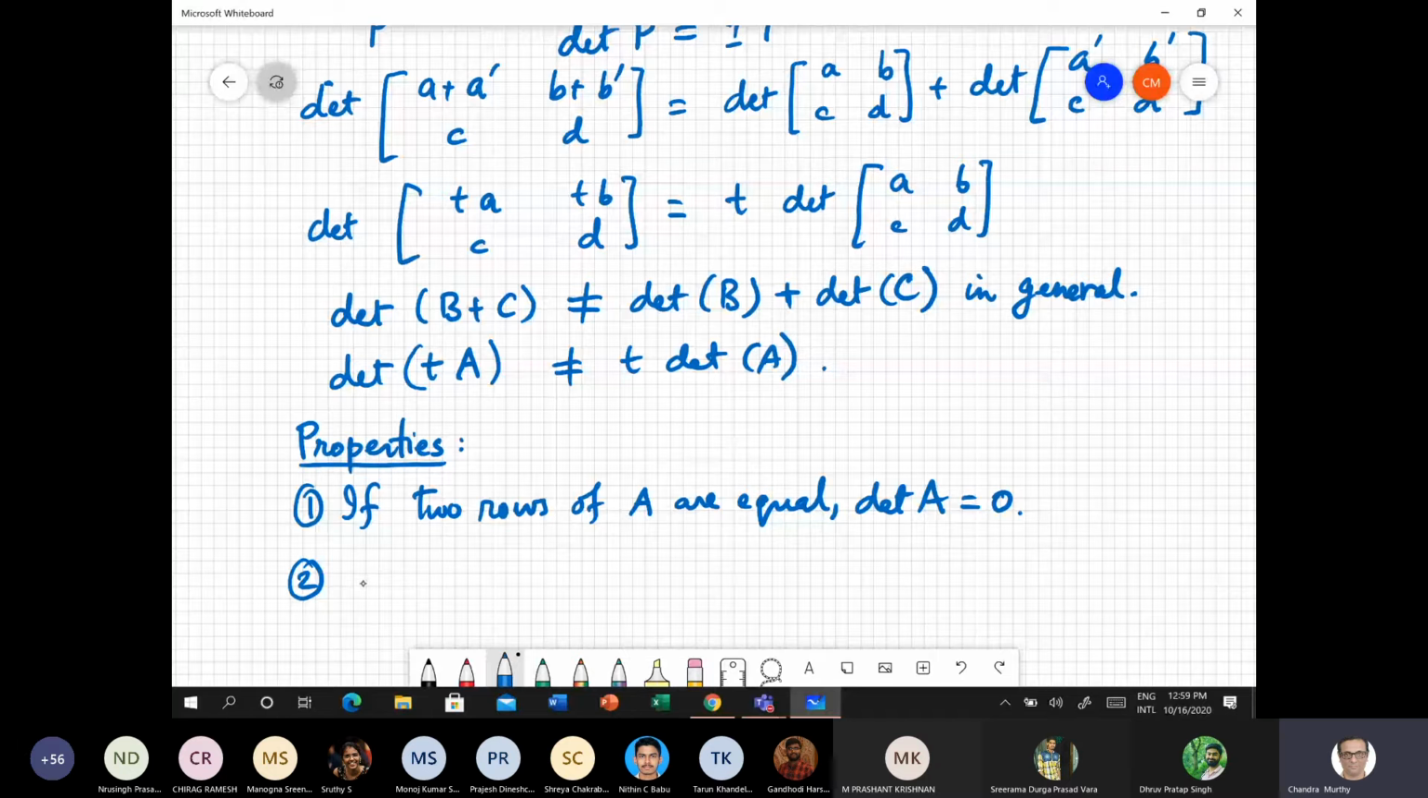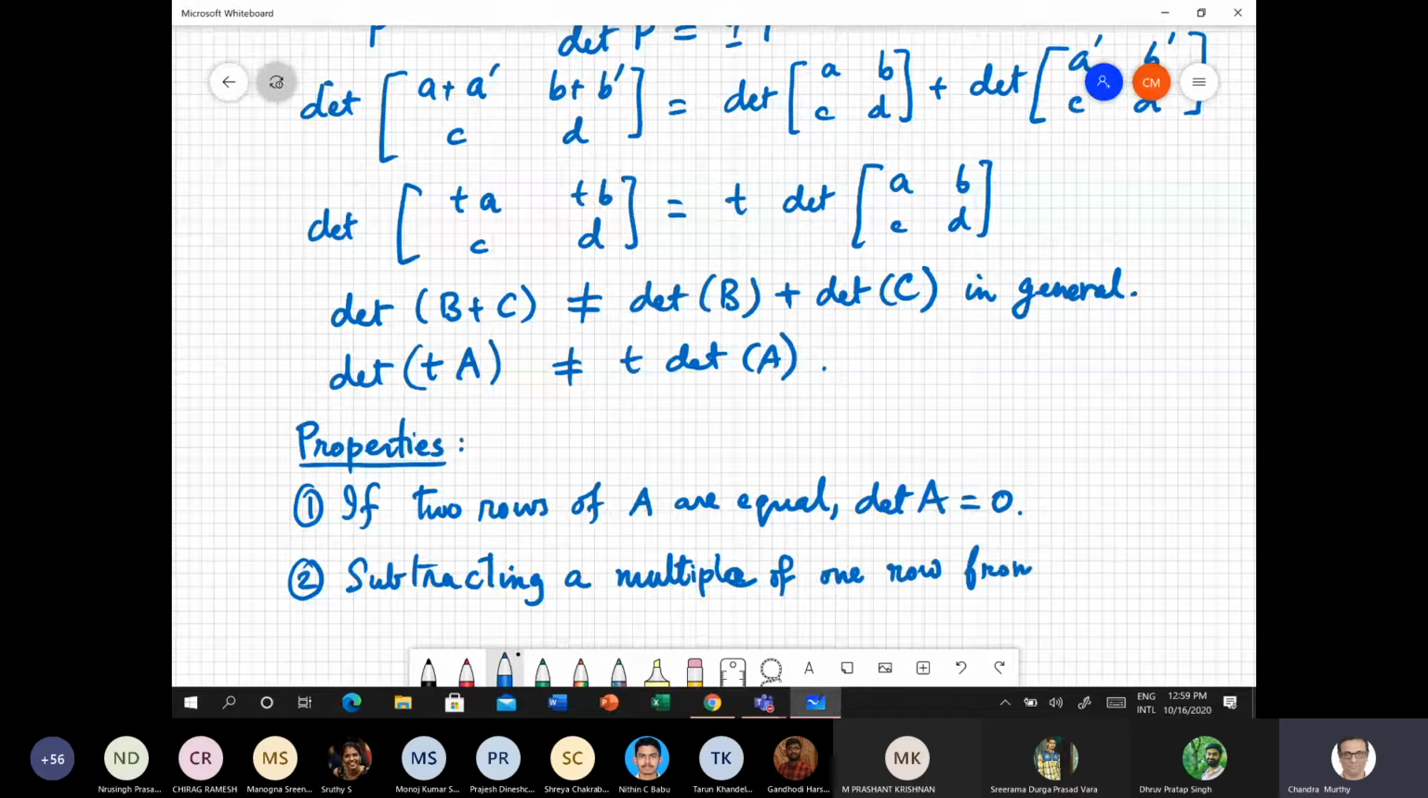The second property: if you do an elementary row operation, subtracting a multiple of one row from another row, it leaves the determinant unchanged. Subtracting or adding, it's the same thing. A multiple of one row from another row leaves the determinant unchanged.